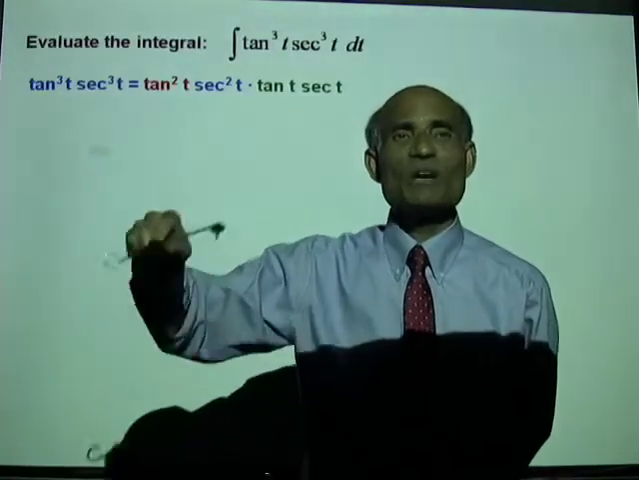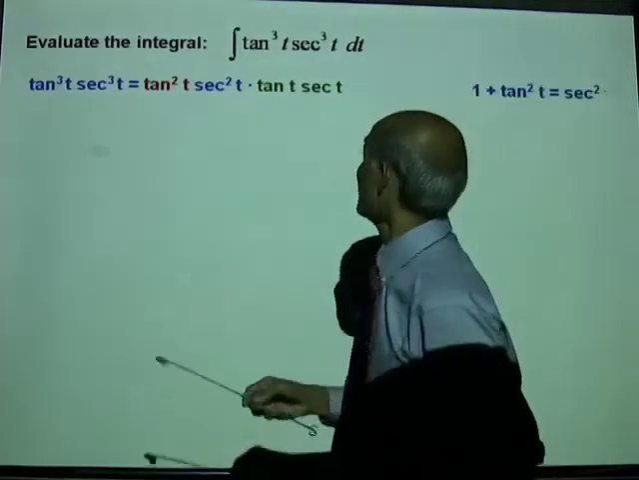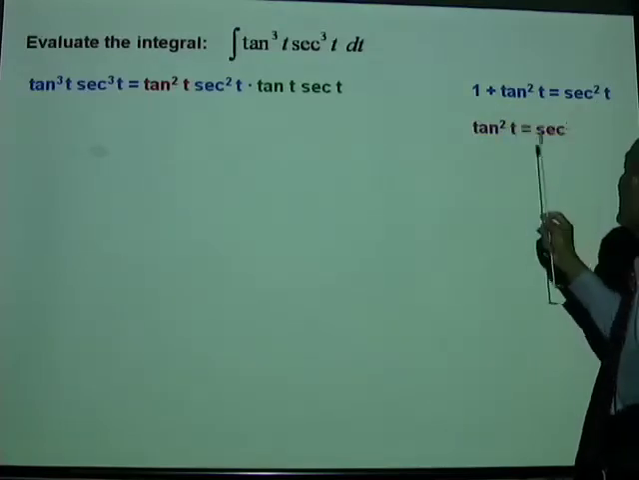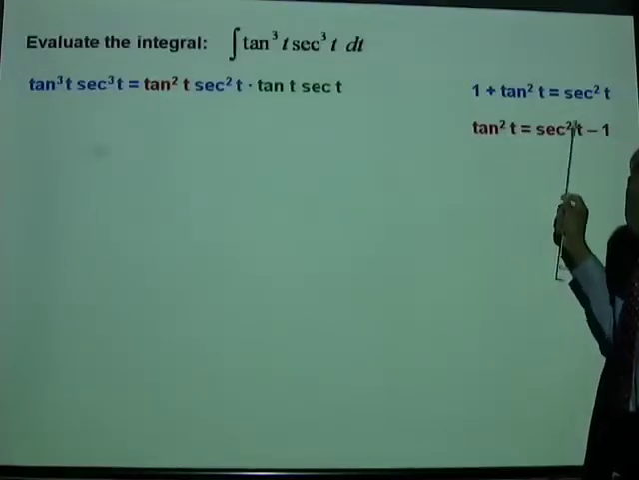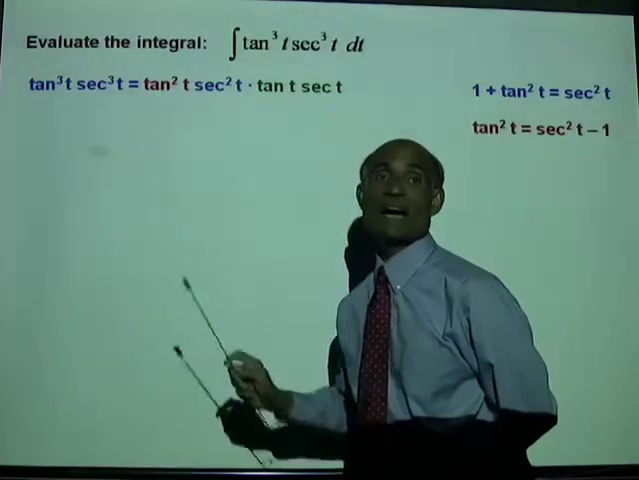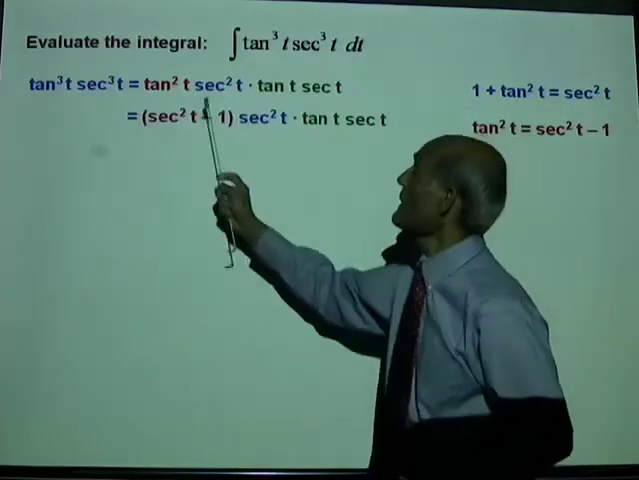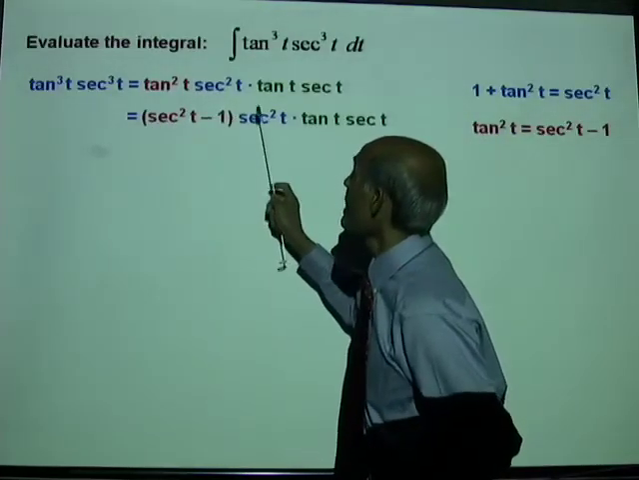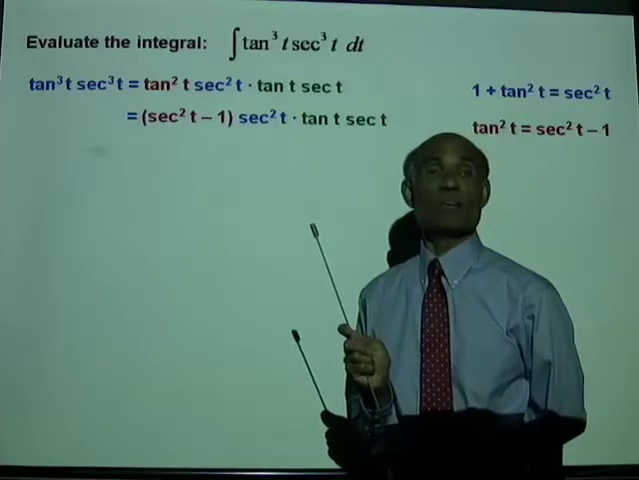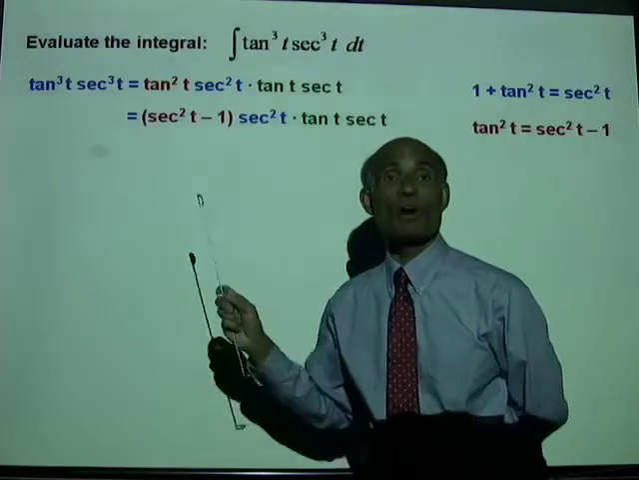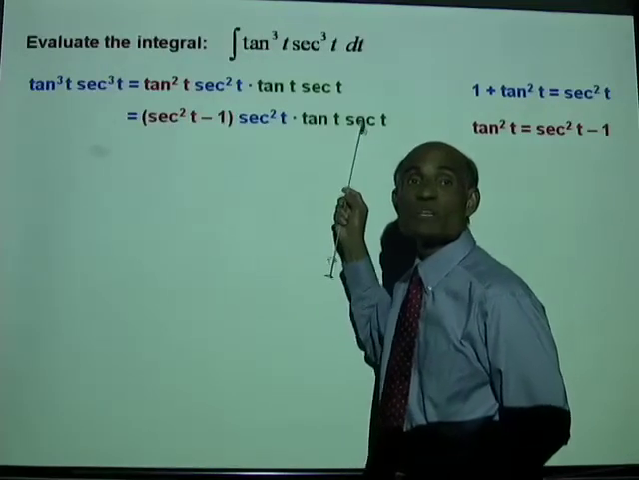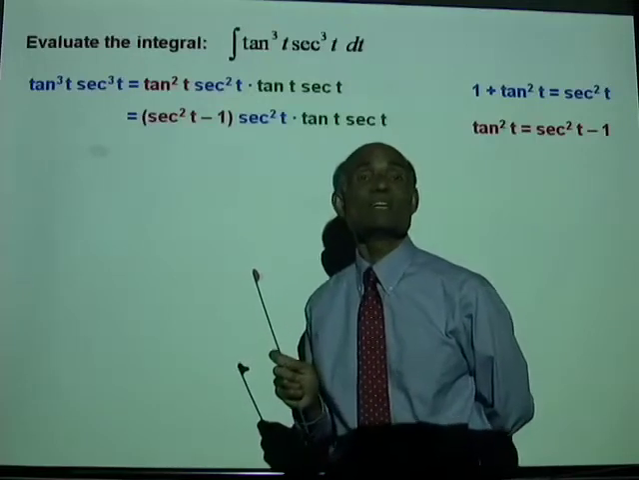You've got to learn those. You've got to make it your own. It's very important. So 1 plus tan squared t equal to secant squared t. Therefore, tan squared t is secant squared t minus 1. So let's replace this tan squared t as secant squared t minus 1. So that will be secant squared t minus 1 times secant squared t times tan t secant t. Well, we are now ready to go, because now we can substitute secant t equal to u. Then du will be secant t tan t dt.